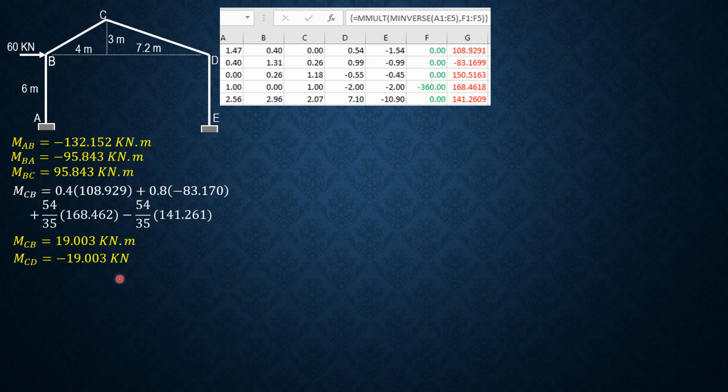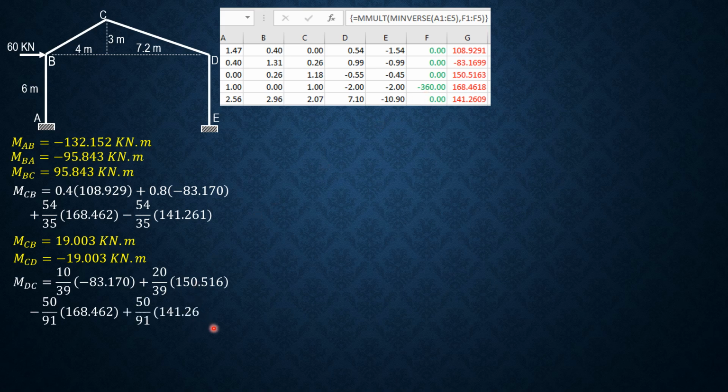Therefore, MCD is negative 19.003 kilonewton meter. Then we have MDC, which is equal to 10 over 39 theta C plus 20 over 39 theta D, minus 50 over 91 P sub 1, plus 50 over 91 P sub 4. So MDC is equal to positive 40.916 kilonewton meter. Therefore, MDE is negative 40.916 kilonewton meter.